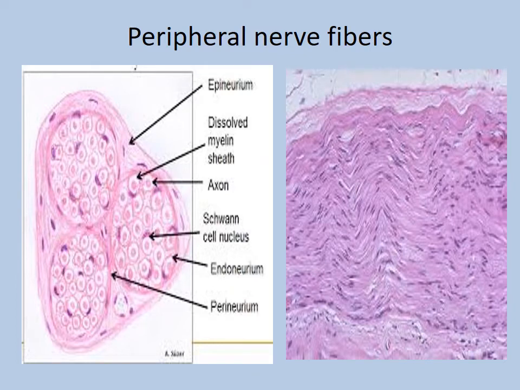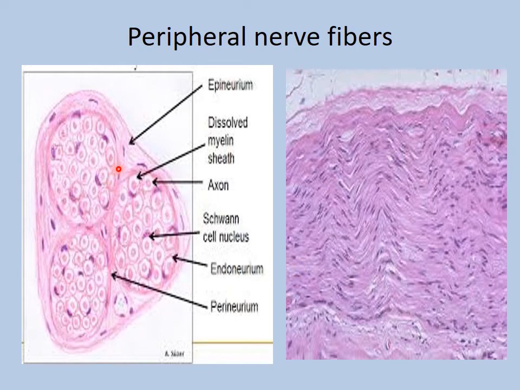Now, this is a histological section of a peripheral nerve fiber. This is a longitudinal section, and this is a transverse section. In a longitudinal section, you can see the bundles of the nerve fibers, and they have darkly stained nuclei in between them. These nuclei are actually the nuclei of the Schwann cells.